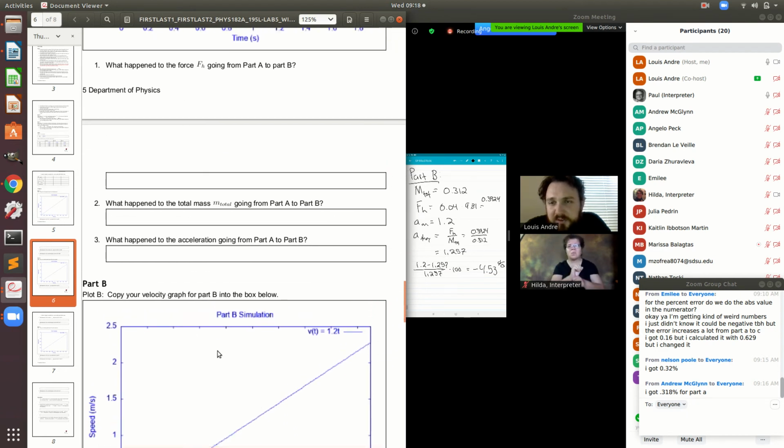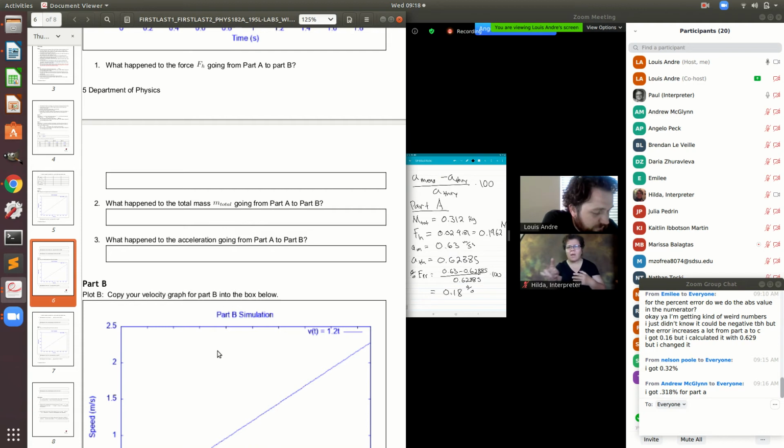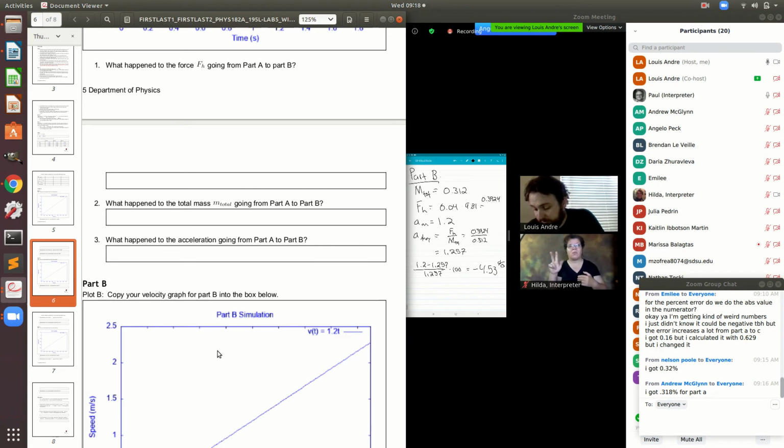What happened to the force FH going from part A to part B? Okay. So if I look at my shared screen here, from part A, my FH is 0.192. For part B, it's 0.324. That looks like it's about double. 0.3924 divided by 2 is 0.1962. So look at that, it's double. So we found that part B's FH is double part A's FH.